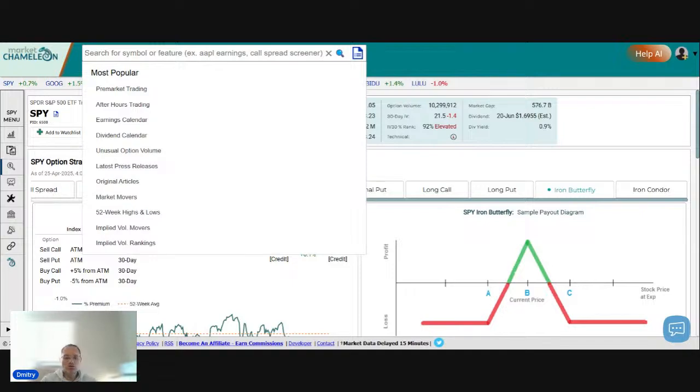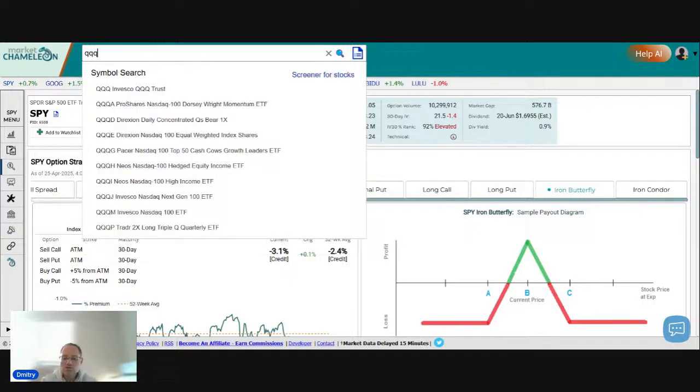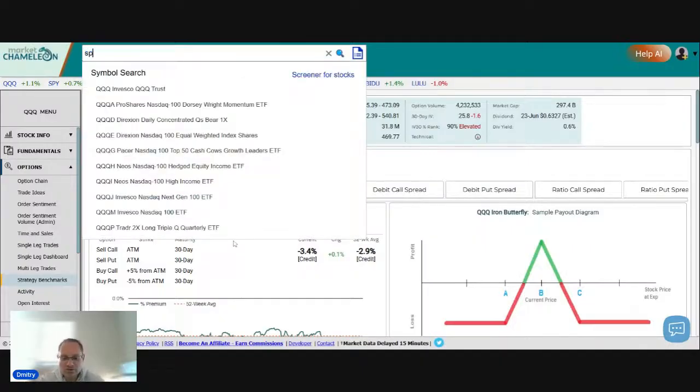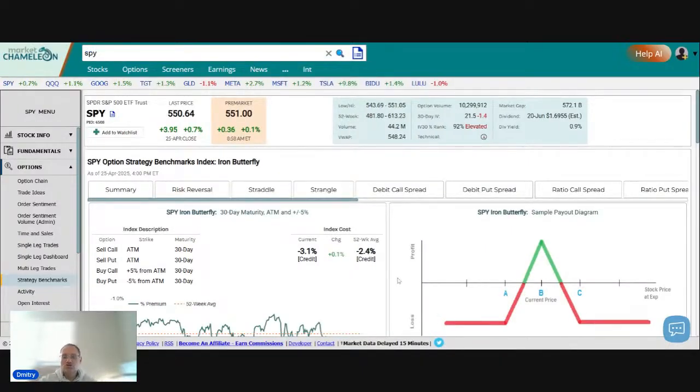I'm going to type in QQQ. And now it took us to the QQQ iron butterfly. Here we see it is 3.4% versus a historical average of 2.9. So what was it on the SPY? 3.4 versus, I already forgot. It's 3.1%.